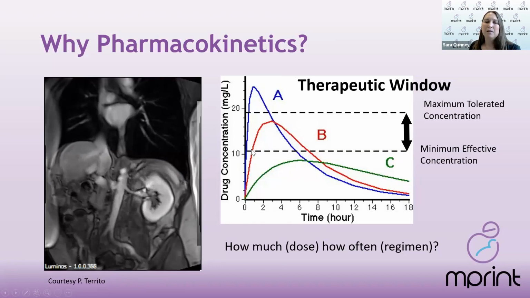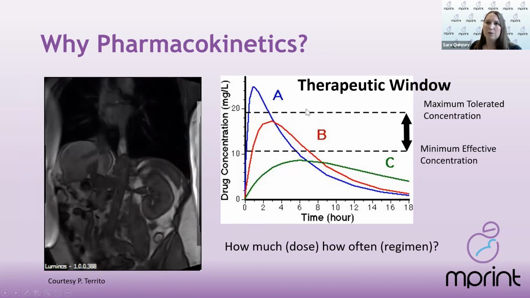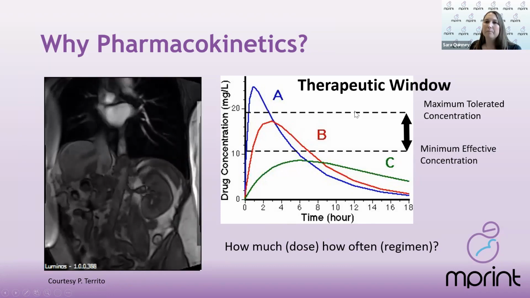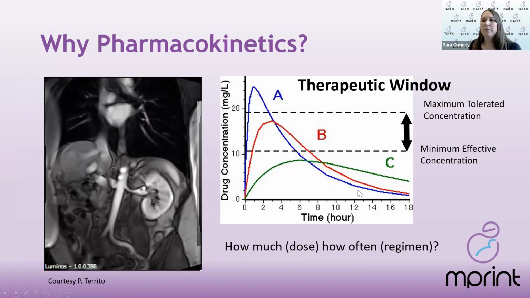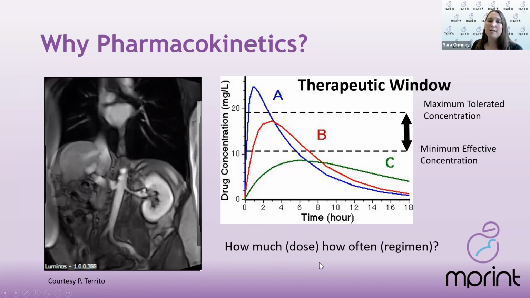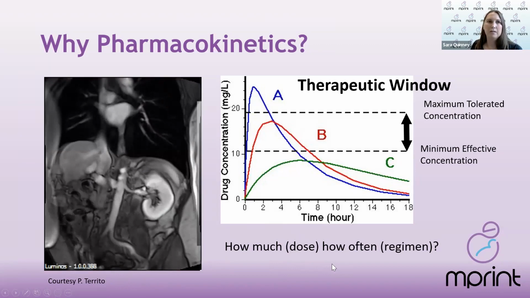However, in case B, you can see that the majority of the time, for about 8 hours, the drug is above that minimum effective concentration, but it does not go above our maximum tolerated concentration, and so it's a much safer dose for the patient. So pharmacokinetics helps you determine how much or what dose is required and how often it should be administered to maintain concentrations within that therapeutic window.